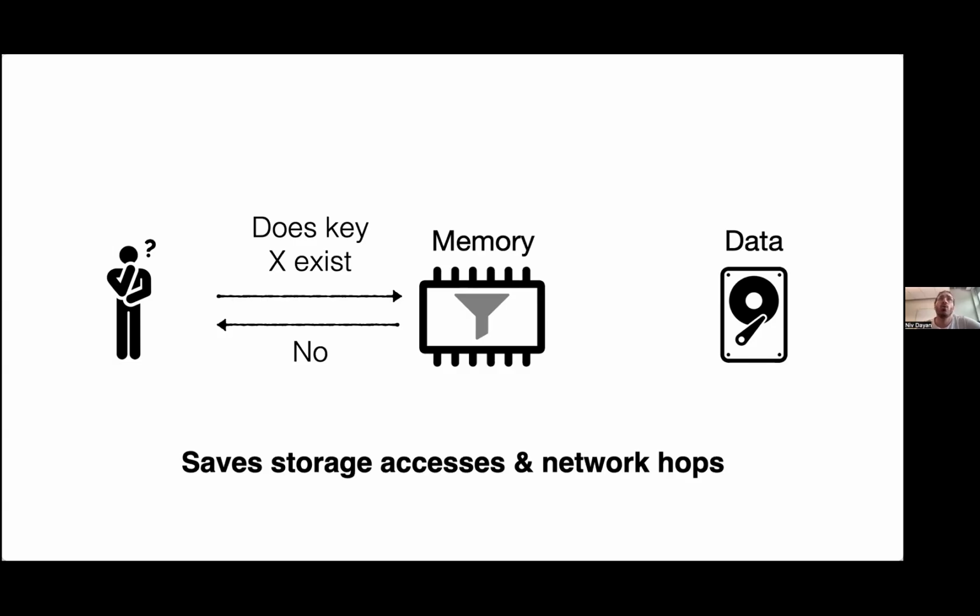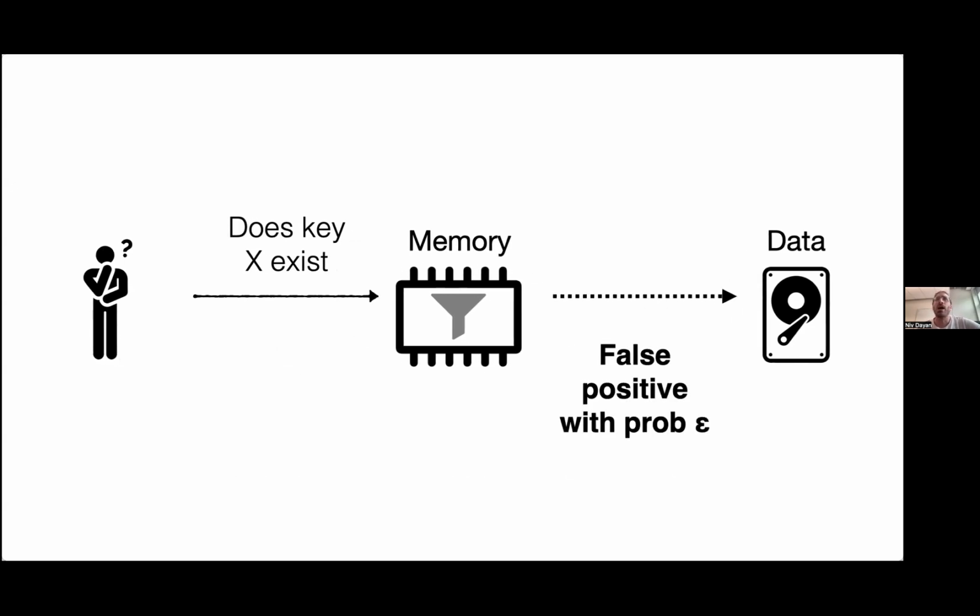That's really the core use case of filters within systems. It's to help us save storage accesses or network hops or expensive system checks. However, because the filter is an approximate data structure, it can return false positives. Generally, we call the false positive probability of the filter epsilon. False positives are the thing that we're trying to minimize because with a false positive, you end up doing the work that you were trying to avoid, but you're doing it redundantly. We go to storage, search for a key that doesn't actually exist, and so we waste performance.